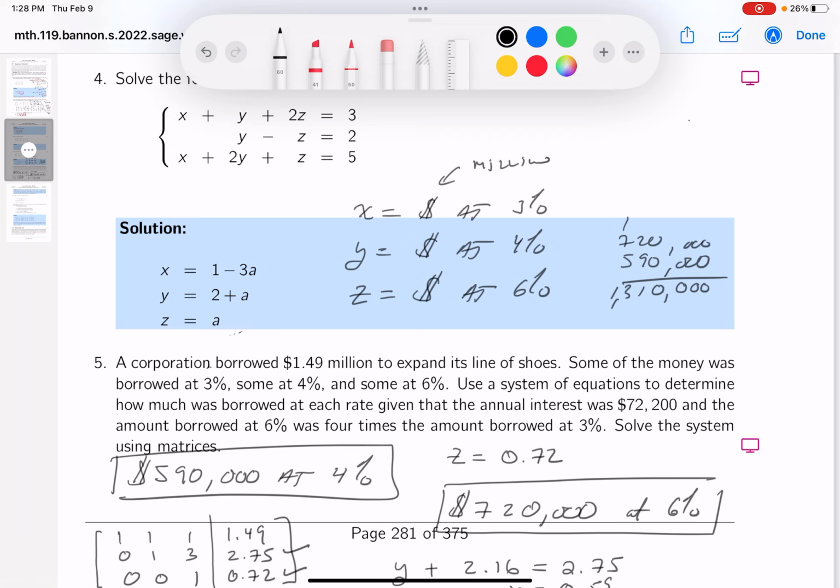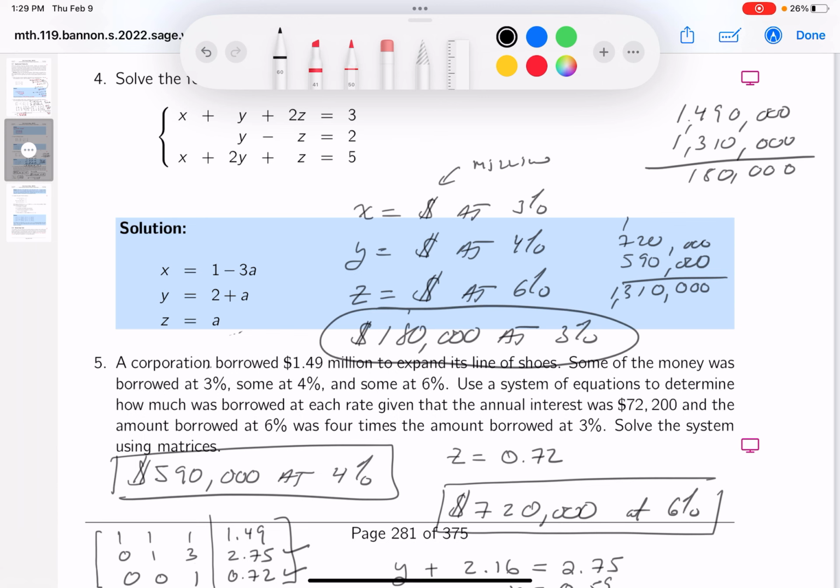So let's write this down. 1,490,000. And we're going to take away 1,310,000. These are big numbers, aren't they? Subtract. Let's see, that's $180,000. Let's write that down. $180,000 at 3%.